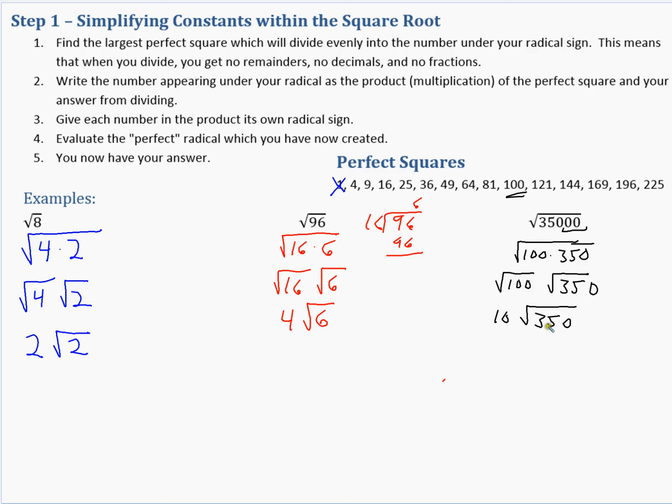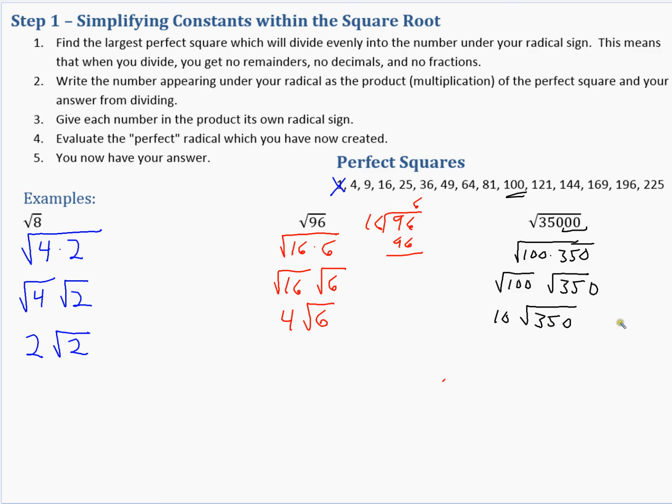The rule for 4 is if it goes into 50 evenly, it will go into the whole thing. 9 doesn't go into it. That you add the digits up. 3 plus 5 is 8. 9 does not go into that. 16 won't work because 4 didn't work. So let's try 25. 25 definitely goes into it because there's a 50 here.